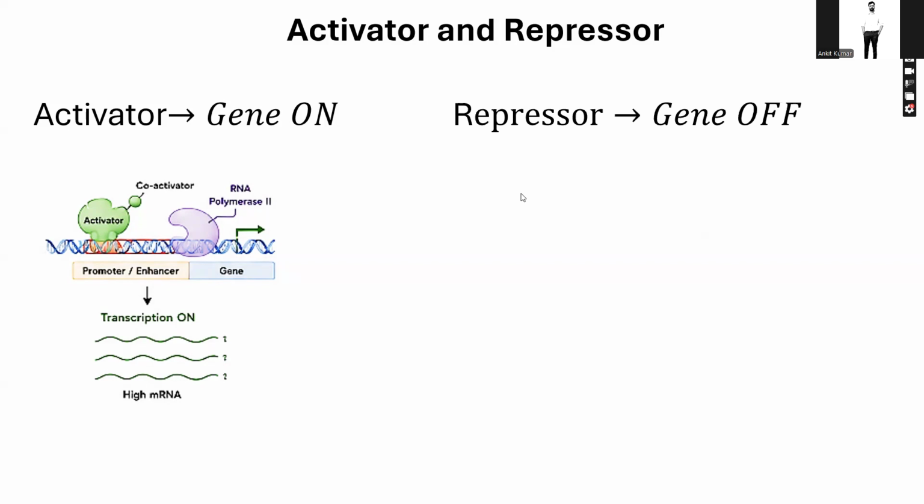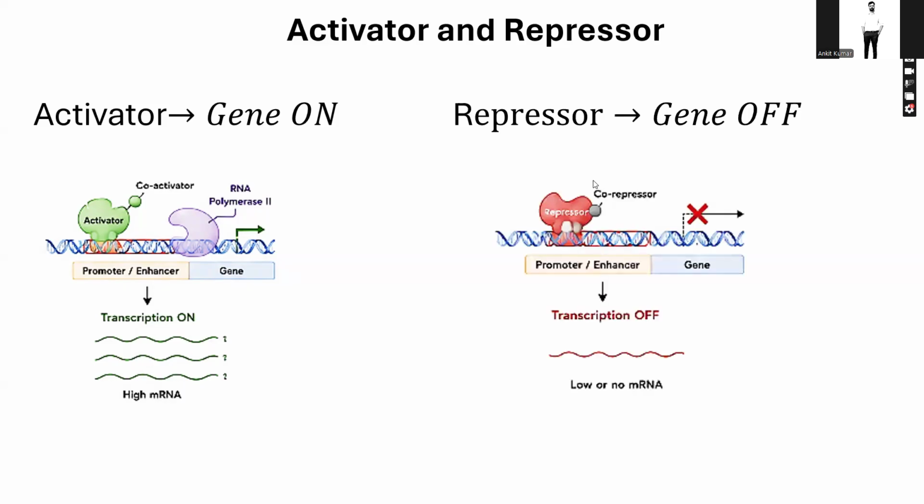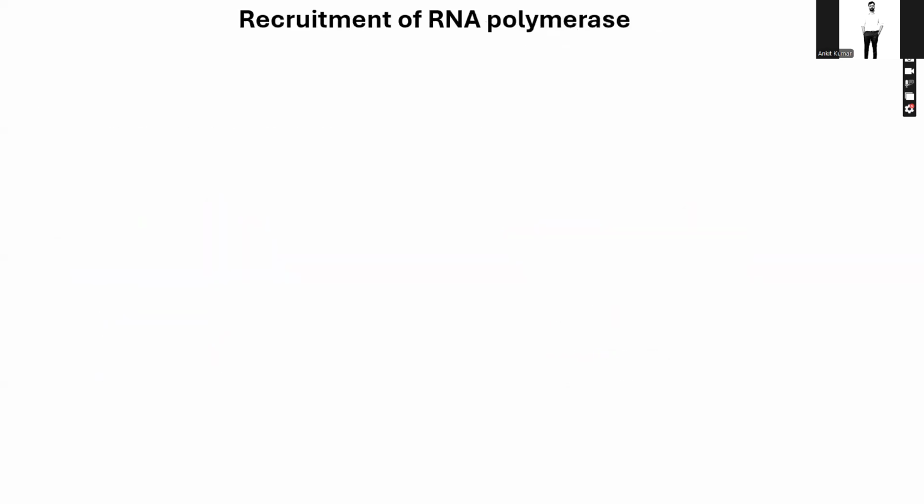Then coming to the repressor, it is just the opposite of the activator, where it will turn the gene off, and it also recruits a co-repressor to turn the gene off. And once the gene is turned off, the transcription will be off, and then you will get low or no mRNA. So these are two very important parts of the transcription process.